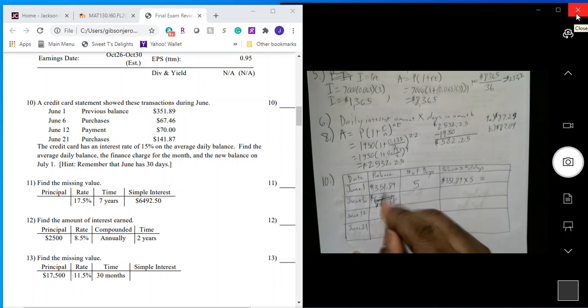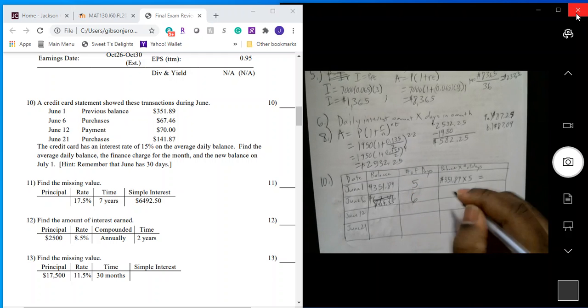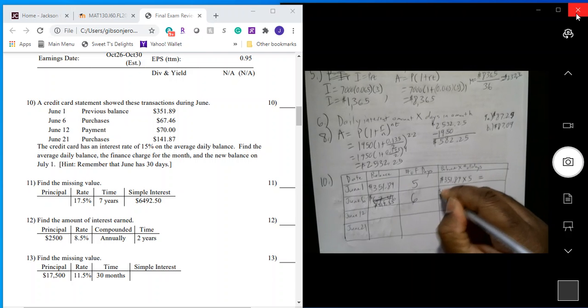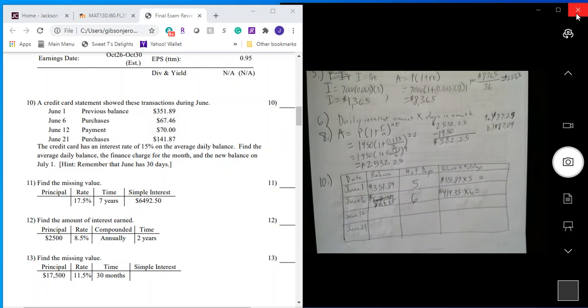So it'll be $419.35. And how many days? It'll be from the 6th to the 11th. So you go 6, 7, 8, 9, 10, 11. That'll be 6 days. So then we will have $419.35 times 6. And then we will get that value.